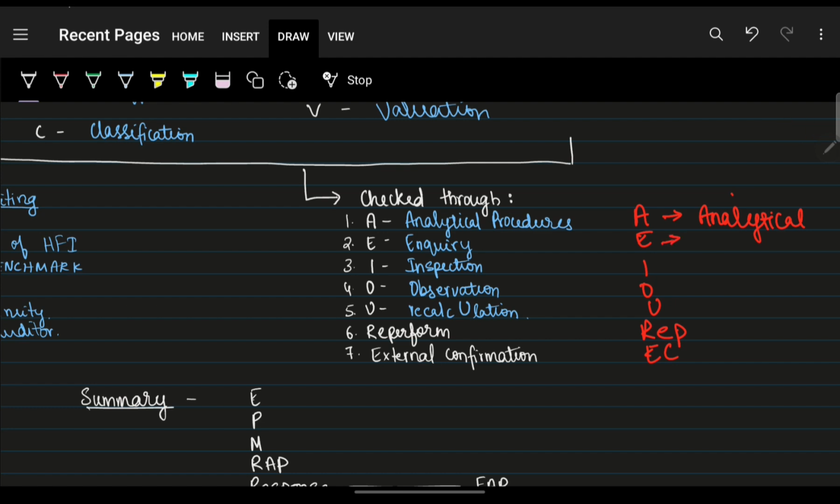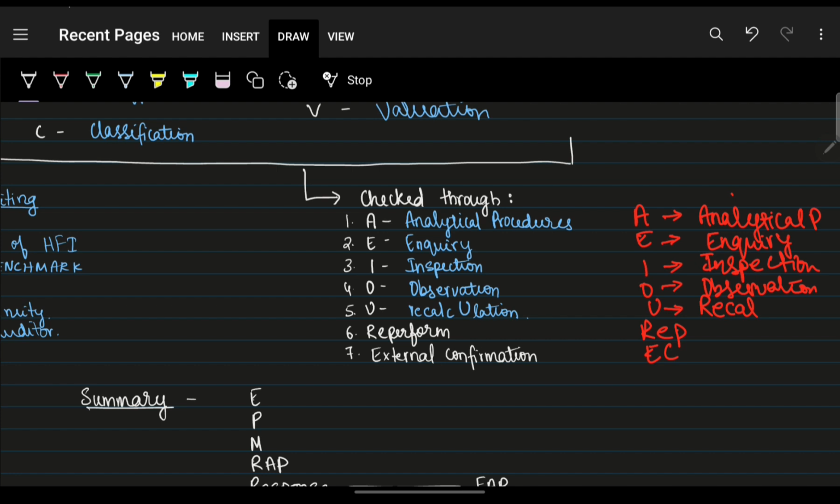And next is through inquiry. He will inquire of any person that he may deem fit. Next is through inspection. So analytical procedures, inquiry and inspection. Next one is through observation. He will observe with regard to how those particular transactions or events are taking place. And next is recalculation.